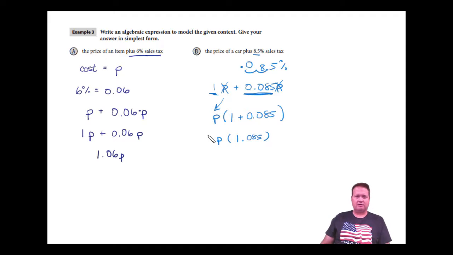1.085. And a lot of times we still take this as a coefficient and put it on the other side. So it becomes 1.085P. So I wanted to just throw the idea of a distributive property problem at you, of this idea of factoring out a P and just being left with the coefficients, combining the terms of the coefficients, and then rewriting it. But you'll notice that you still end up at a similar style of answer. This one was 6% sales tax, and this right here was 8.5% sales tax.